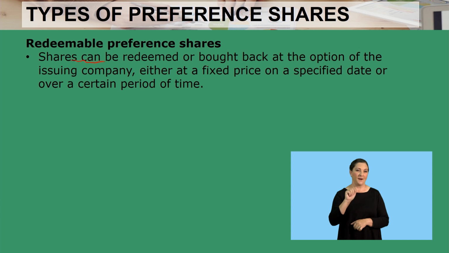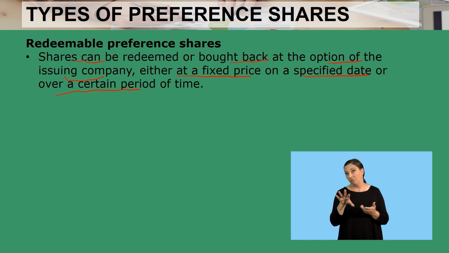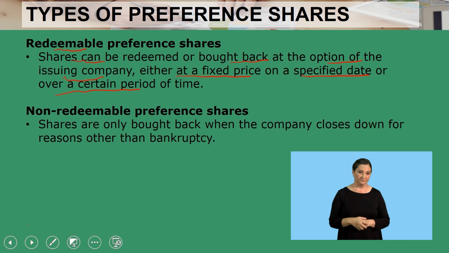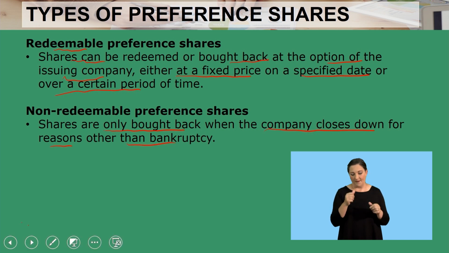Then redeemable preference shares. Shares can be redeemed or bought back at the option of the issuing company, either at a fixed price on a specified date or over a certain period of time. So this has to do with the idea that the company will be selling the shares to you with an option to say, we will buy them back maybe after 3 years. Hence we say redeemable. Then, non-redeemable shares are only bought back when the company closes down for reasons other than bankruptcy. So that is non-redeemable.